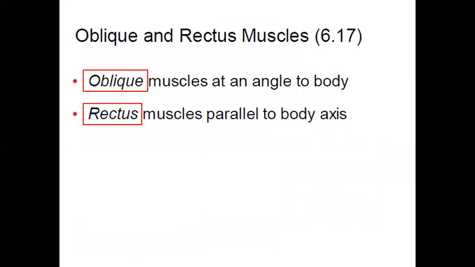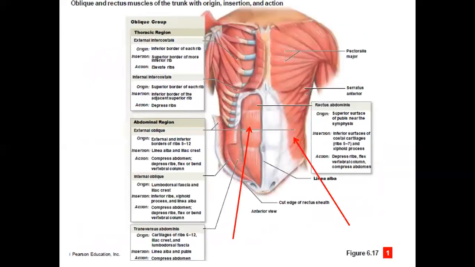There's oblique and rectus muscles in the abdomen. An oblique muscle basically has fibers that run at an angle to the body, and a rectus muscle runs parallel. The muscle fibers run parallel to the body's axis. So here's a couple of oblique and rectus muscles. So here's the rectus abdominis. It runs parallel to the axis of the body, but where is it located? Abdominis, right, in the abdominal region. So this is the rectus abdominis.